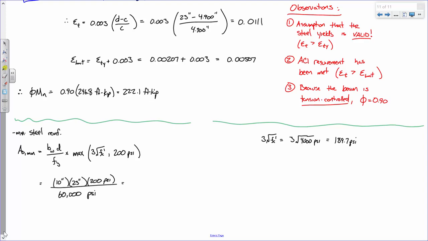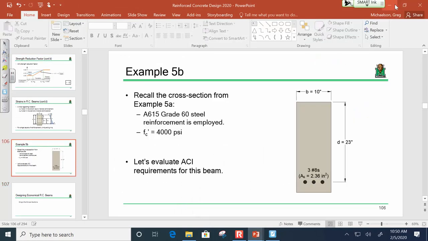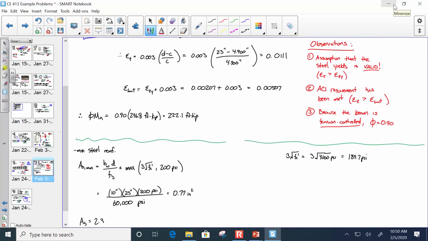All right. So what does this come out to be? We can finish this real quick and then we'll call it. 0.76 repeating. So we'll say 0.76 square inches. What is the actual area of steel for this beam? Remember, here's the beam. 2.36 square inches. So did we meet this limit? Yes. We provided more than enough steel to meet that limit.